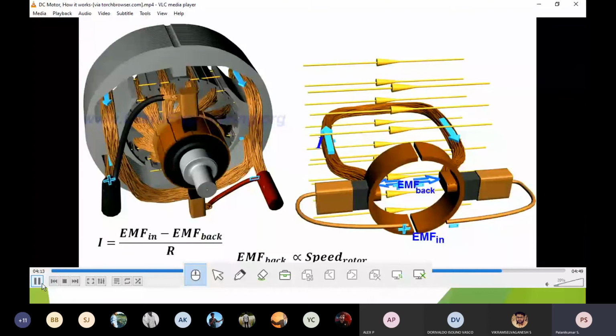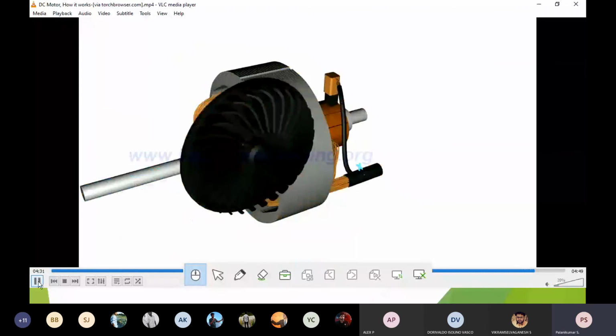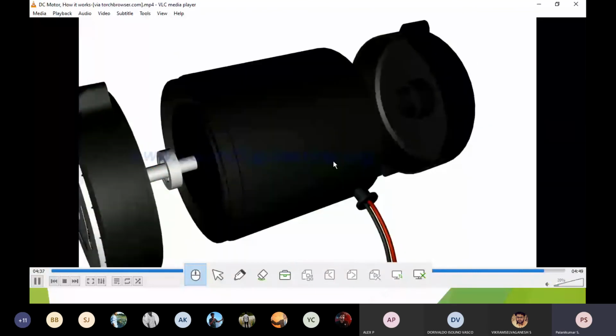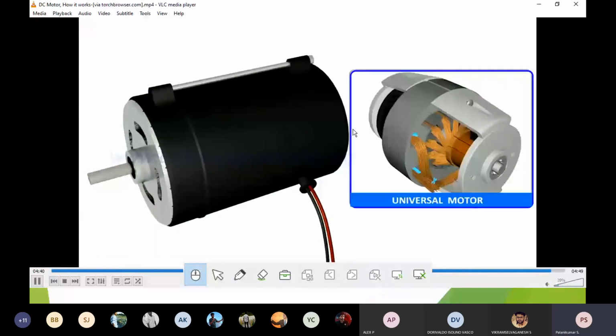Here we can see that the back EMF is directly proportional to the speed of the rotor. Initially the speed is zero, so what will happen? Very high current will flow. In addition, we have to provide a cooling fan to take out the heat, a proper yoke arrangement, shield arrangement, and other things.